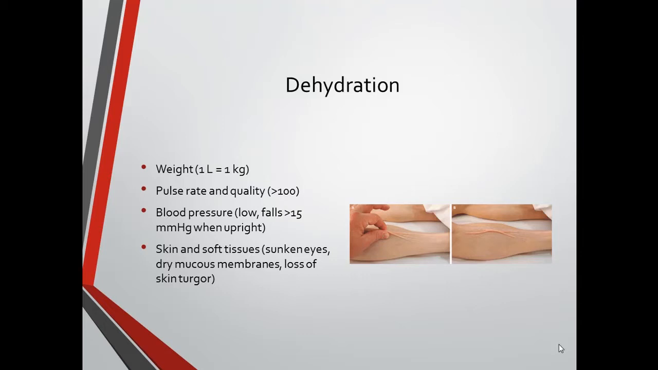So skin and soft tissues, it can be very obvious if they have eyes that are sunken in because the tissues have lost their water. If their skin tents up like it does in that picture. So you pinch some skin, usually on the chest, in this case it's on an extremity, and when you let go, it stays up. We call that tenting of the skin.